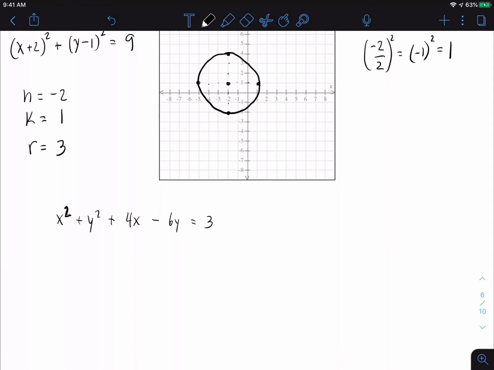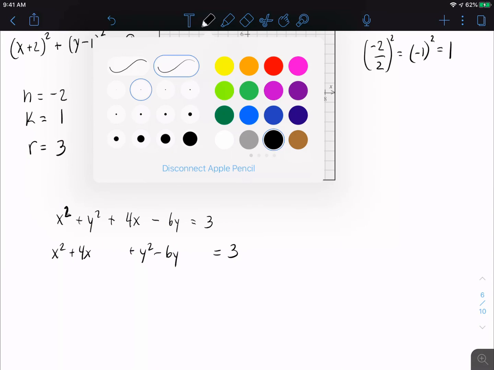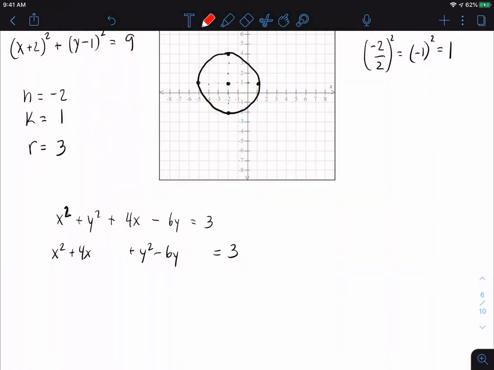It should be x squared plus 4x, and then the y squared minus 6y equals 3. And then you have to complete the square, so it should be plus 4 for the x, right? What's that? I'm sorry, Jackie? Would it be the x squared plus 4x plus 4? Plus 4, correct. That's right.